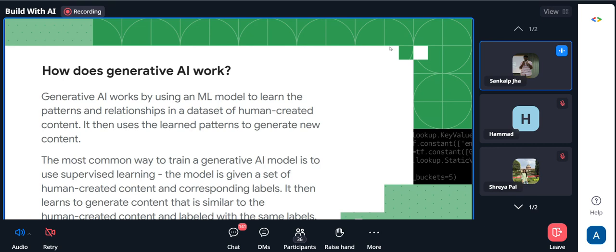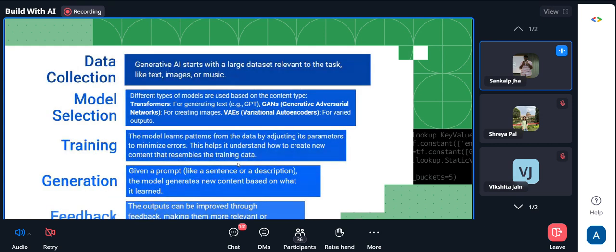Gen AI works by using an ML model to learn the patterns and relationships in the data set of human created content. It then uses the learned patterns to generate new content. The most common way to train a generative AI model is to use supervised learning. Supervised learning is something where we tell the data that this is good, this is bad, and if I ask this, you have to give this answer. This is something we entirely supervise, and the data in this is a labeled data set. So the data is well formatted and well labeled, and that's what supervised learning is all about.